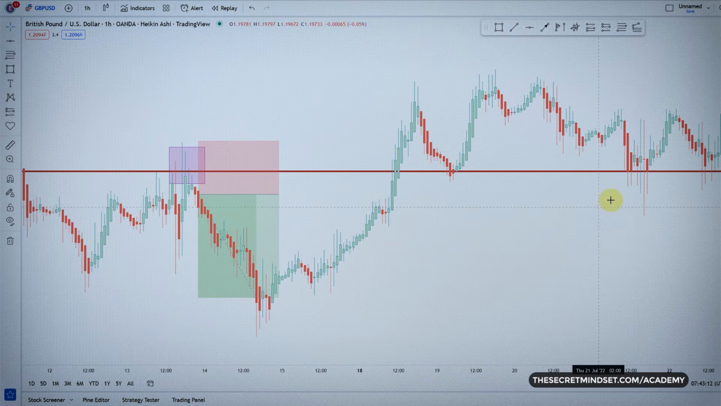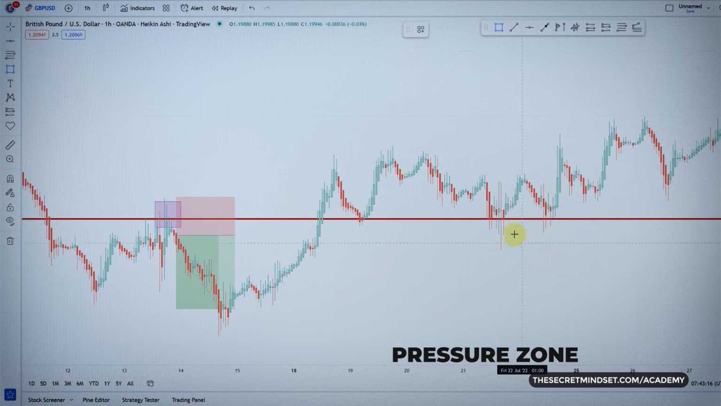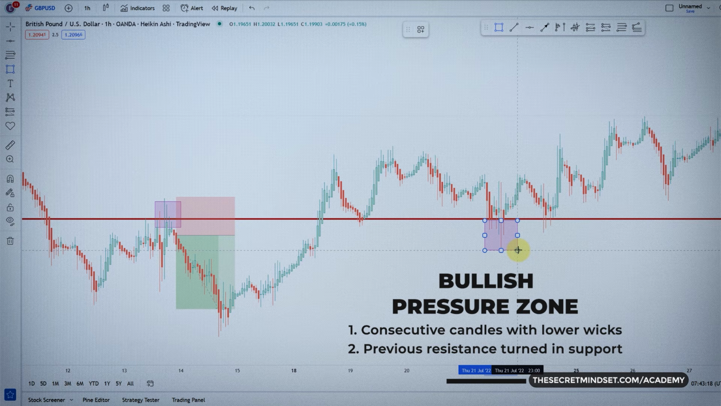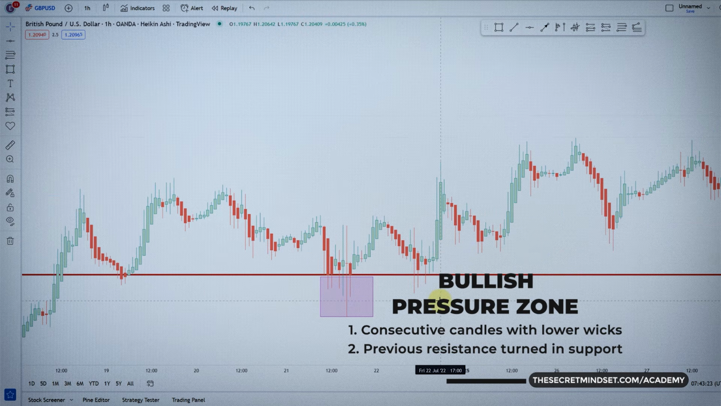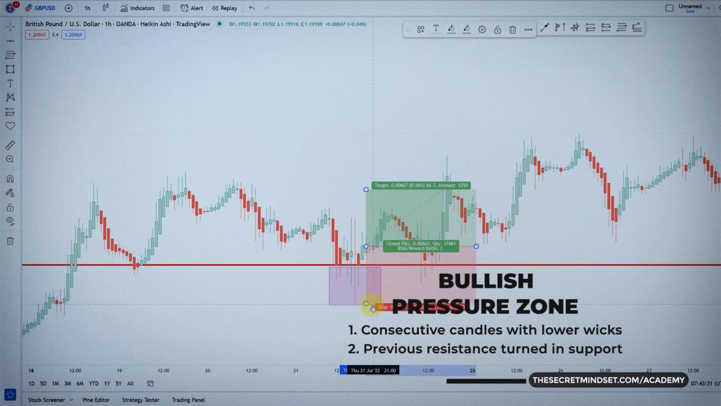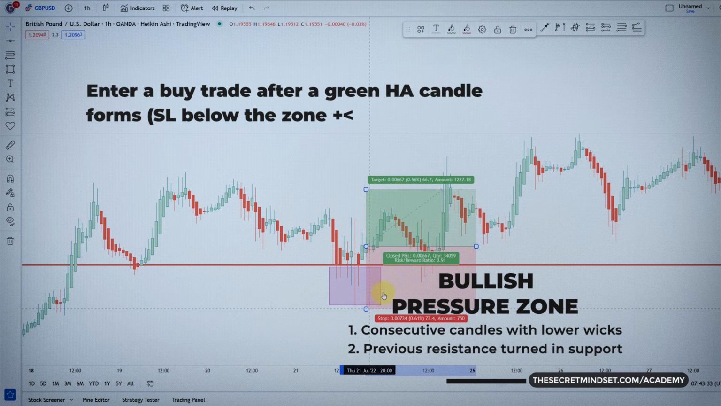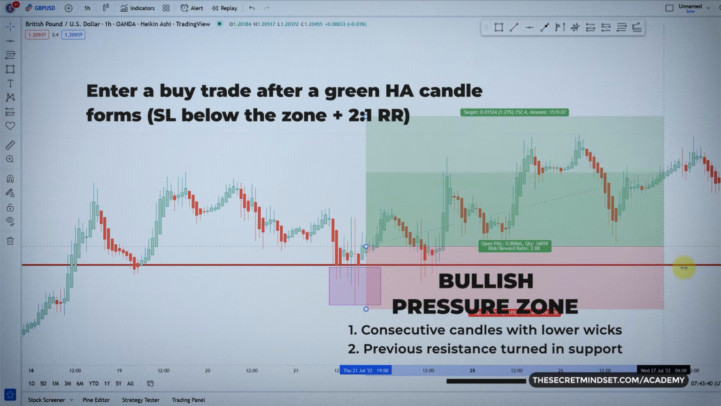And I see another bullish zone, again around the same area. Previous resistance turned once again into support. Consecutive long wicks. So this was a good opportunity to buy when a green Heiken Ashi candle formed. We even had the green candle with no lower wick, which is the strongest signal. Again, stop loss below the zone, and you go for a risk-to-reward ratio of 2.